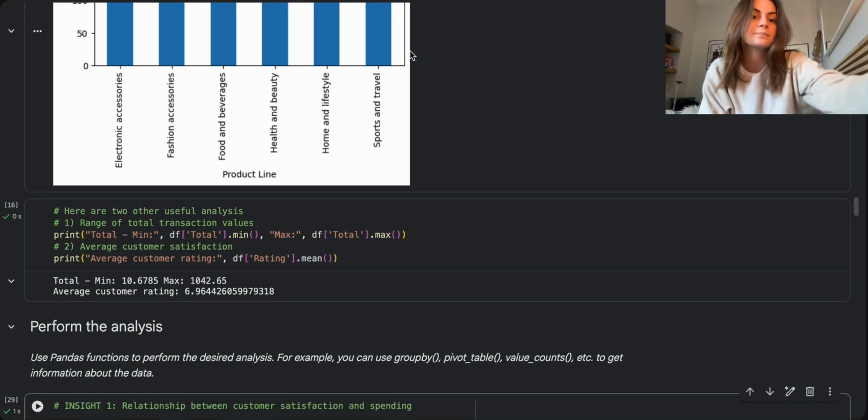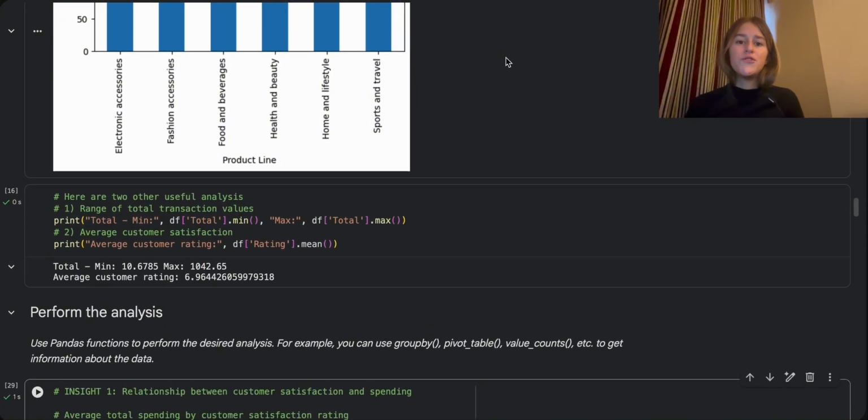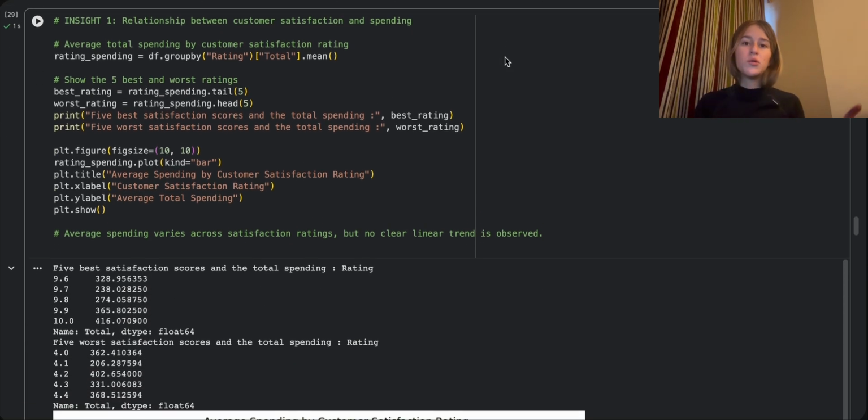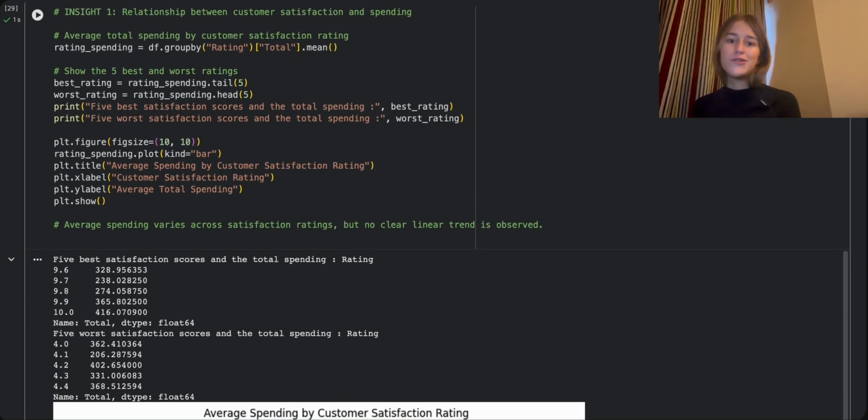deeper analysis. For our first insight, we wanted to see if there's a positive correlation between the customer satisfaction and the total spending in the supermarket. So our first step is we did a group by between the two. So we did the mean total spending for each rating by grouping the rating and the total of spending in the supermarket. And to prove that there is a correlation, we showed it in two steps.